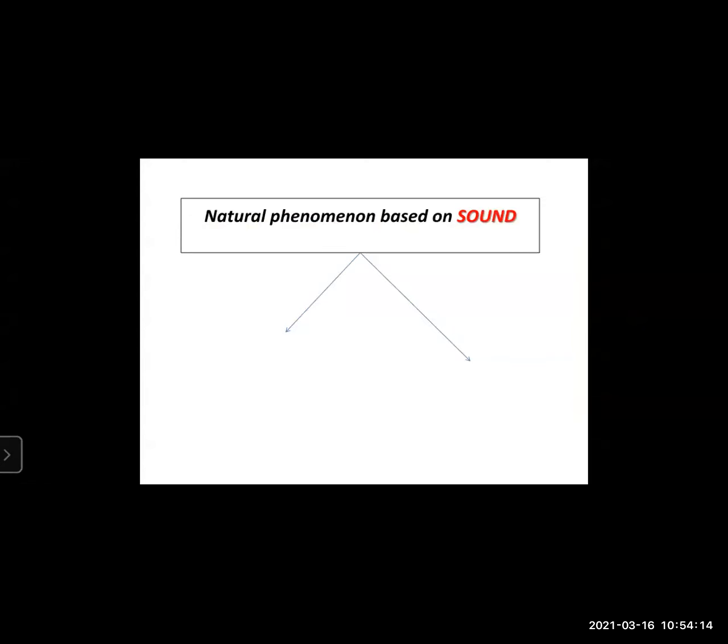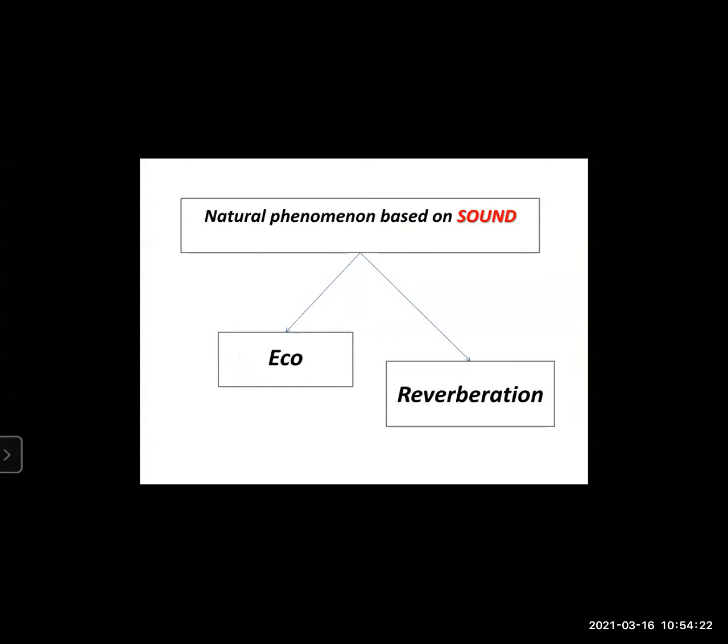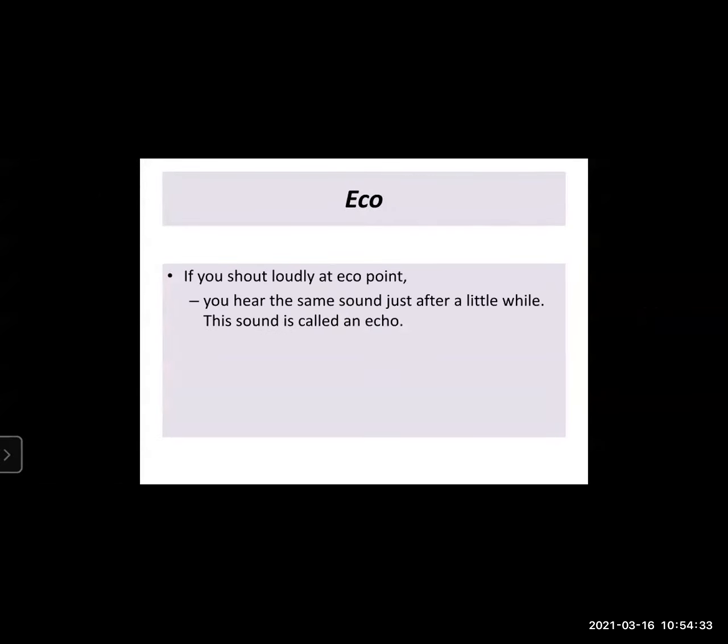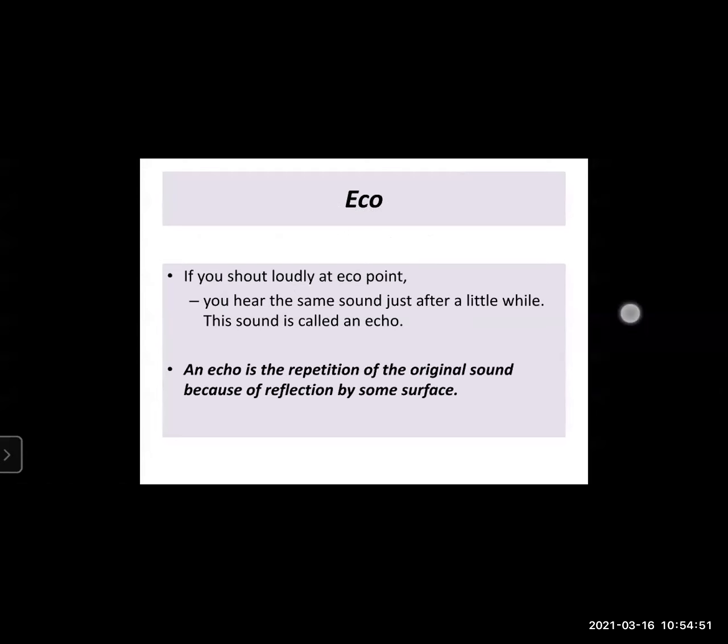Now there are some phenomena which are based on sound. First we have echo, and the second is reverberation. Now we see in detail what echo is. If we shout loudly at an echo point, you will hear the same sound just after a while, and this sound is called an echo. An echo is a repetition of the original sound because of reflection by some surface.